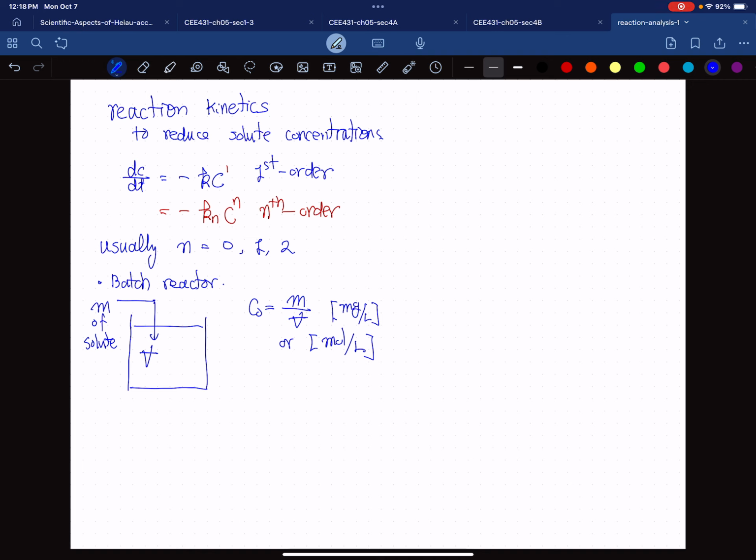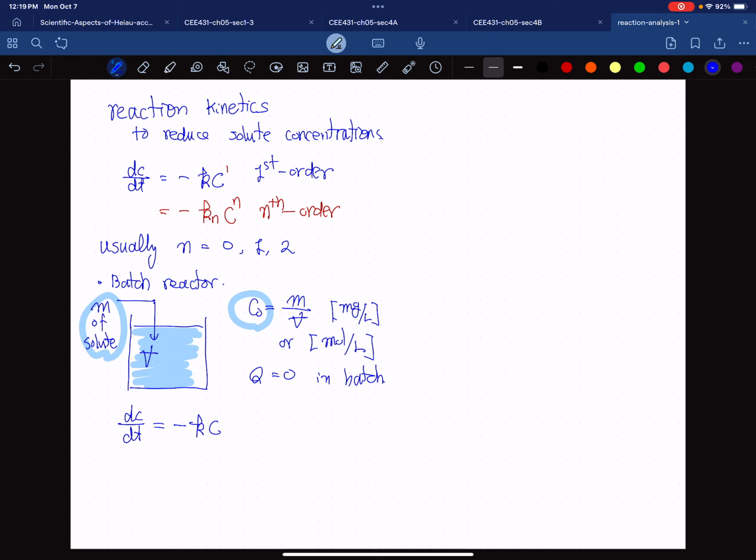So in the batch reactor there are no flows, Q equals 0. So we have an initial volume of water, such as this much, and then you add mass m, then you get the initial concentration C sub 0. Afterwards, this chemical starts to react. In other words, the concentration change with respect to time equals negative, let's say first order, kC.